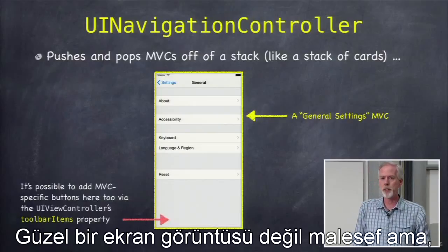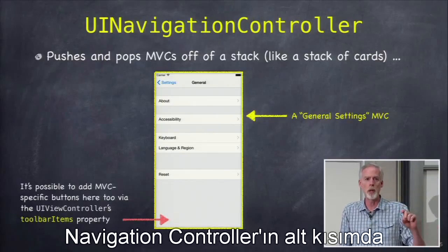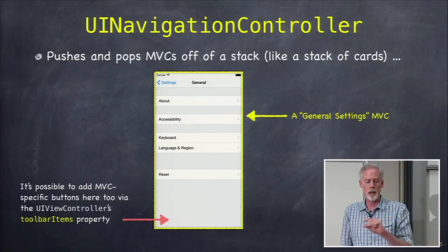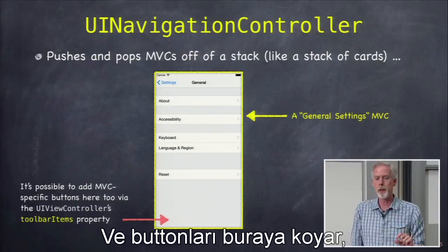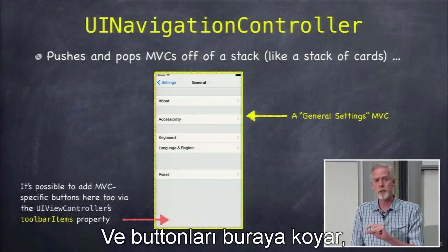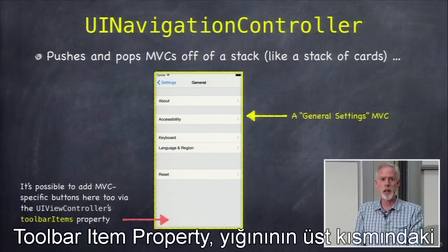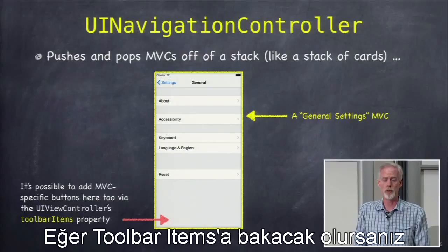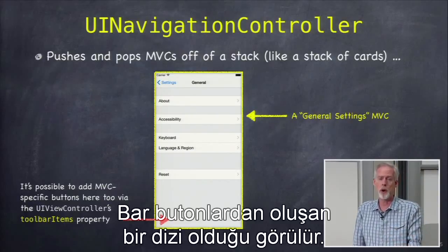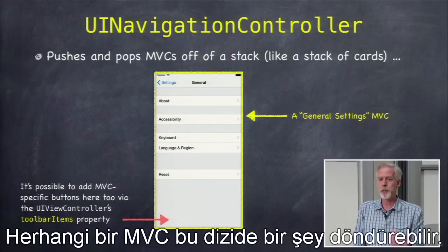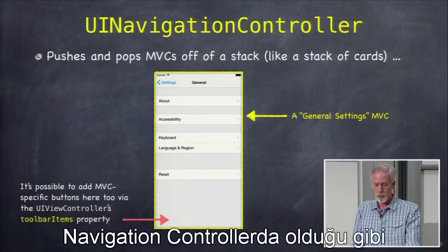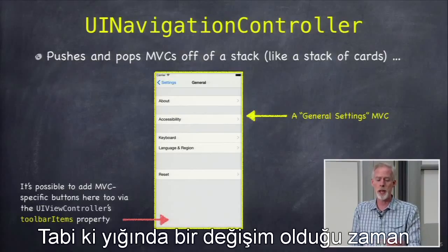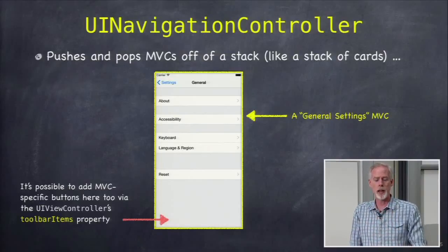By the way, I didn't have a good screenshot of this, unfortunately, but it's also possible for the navigation controller to draw some buttons along the bottom there, a small sliver on the bottom. It gets those button items by asking the MVC that's on top of the stack of cards for the toolbar items property. If you look at toolbar items, it's just an array of these bar buttons. Any MVC that returns anything in that array, when it's in a navigation controller like this, those buttons will appear at the bottom. So those would change each time you go to the next thing on the stack as well.